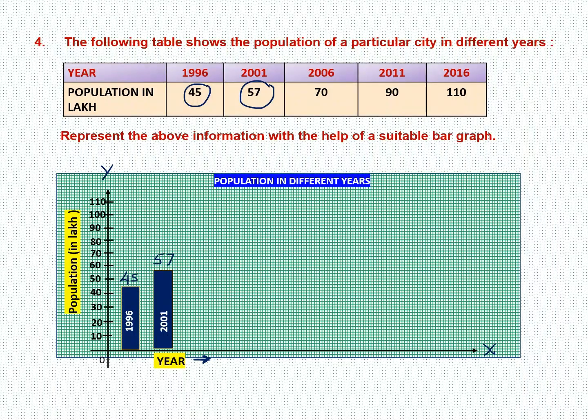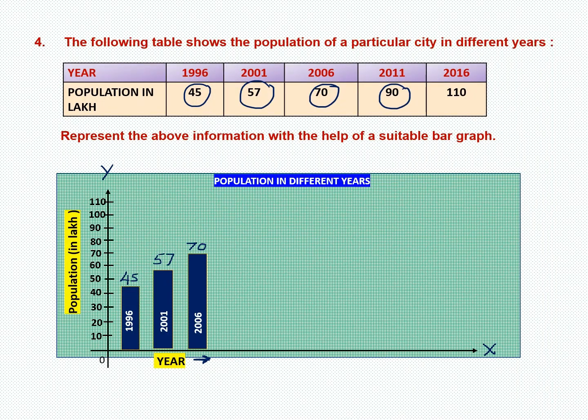Now let's go to the year 2006, it's 70. Now look for the number 70. 70 is clear here, so you can draw it in line with 70, a third bar. So let's draw the third bar now. So that is our third bar, and this is for the year 2006. So what is the number? 70.